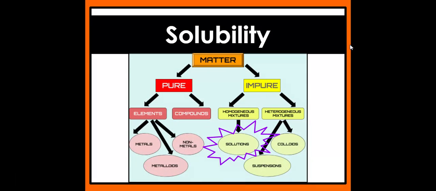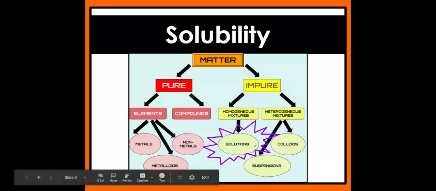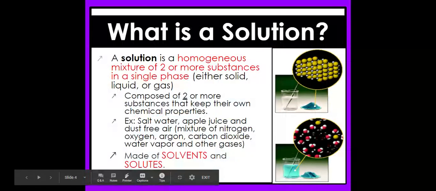So when we first started learning about chemistry, we learned about matter and its breakdown into different types of substances, pure and impure. We've already talked about the elements, we've talked about compounds, metals, nonmetals, metalloids, etc. Today, we're going to start talking about impure substances, specifically homogeneous mixtures, aka solutions. So, what is a solution?